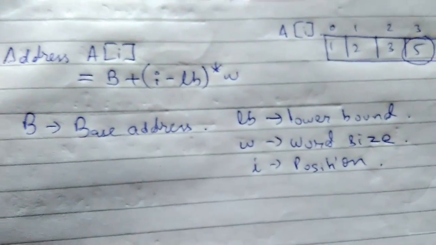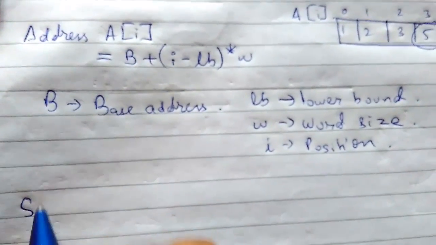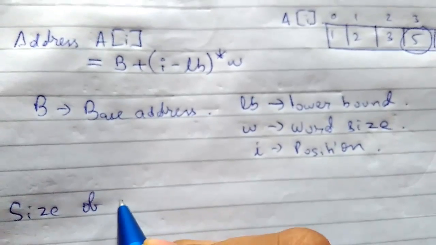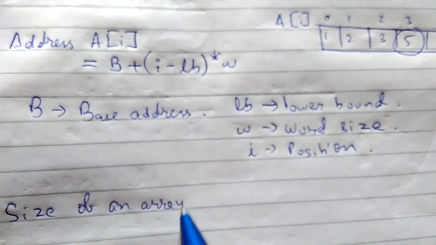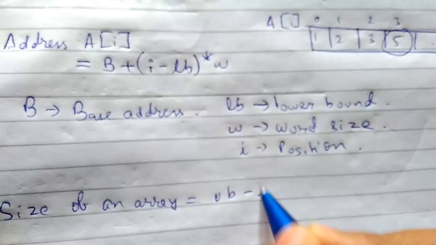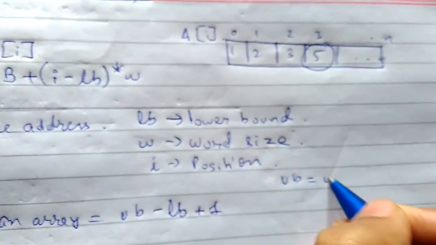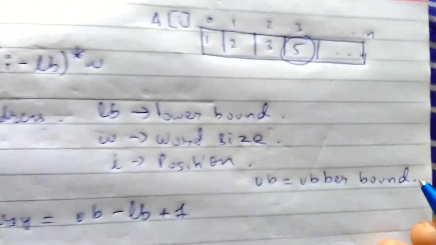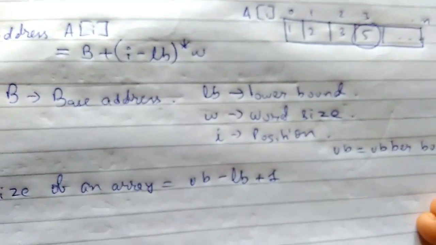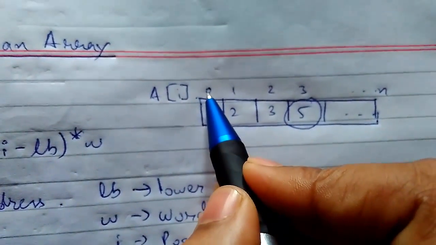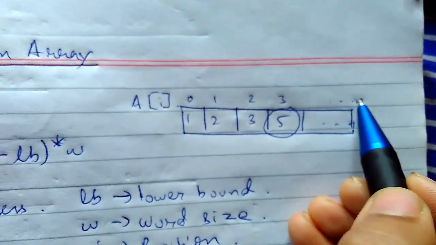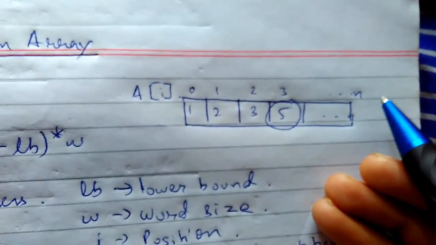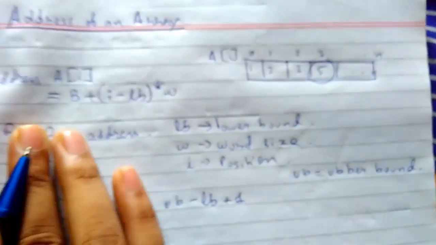There is one more formula, called the size of an array. The formula is ub minus lb plus 1, where ub is the upper bound of an array. Here 0 is the lower bound and n, the last value, is the upper bound. I will explain this with the help of an example.